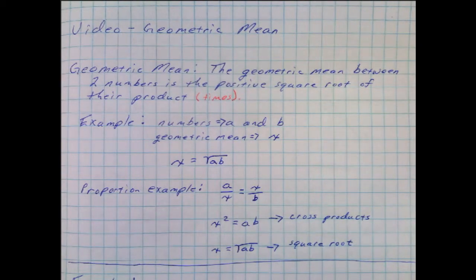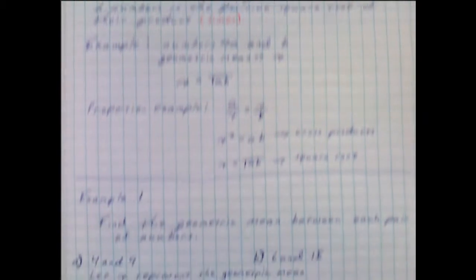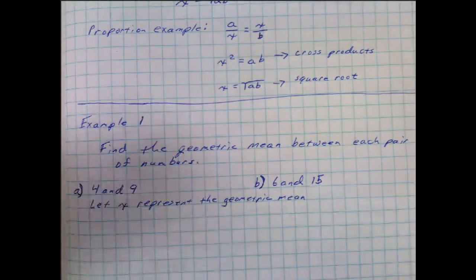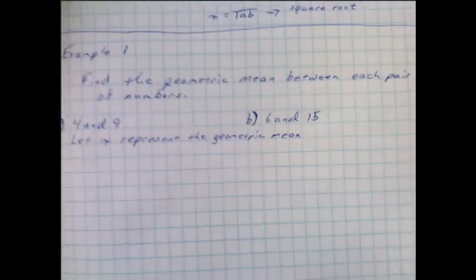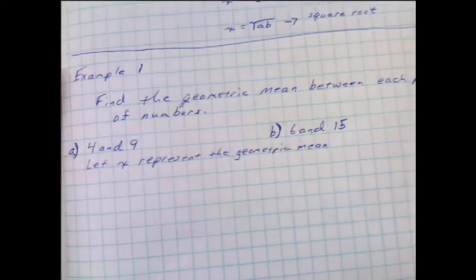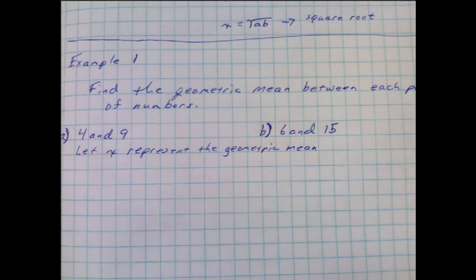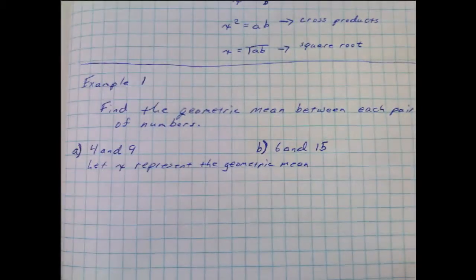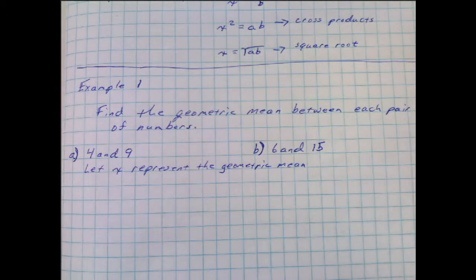Alright, so let's do an example that actually has some numbers with it. So I know we all like to see this with actual numbers instead of just letters. Alright, so we're going to do two examples here. So our first example here, we have the numbers 4 and 9. And then for the second example, we have 6 and 15.